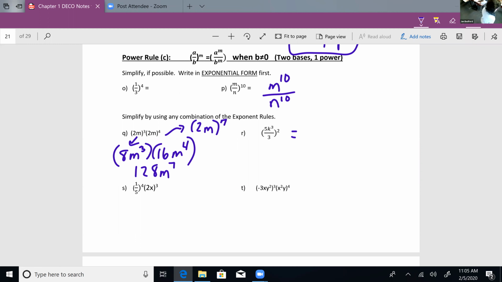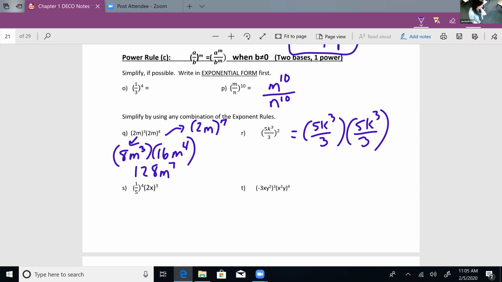Talk to me about R. What could we do if this fraction is raised to the 2nd power? The third times that 2. That 2 is the exponent, right? The 2 is the exponent. So that's just telling me I'm multiplying this together 2 times. So one thing I could do is just write it out this way, right? Times another 5k to the third over 3. Is that permissible? Sure, you can do that.